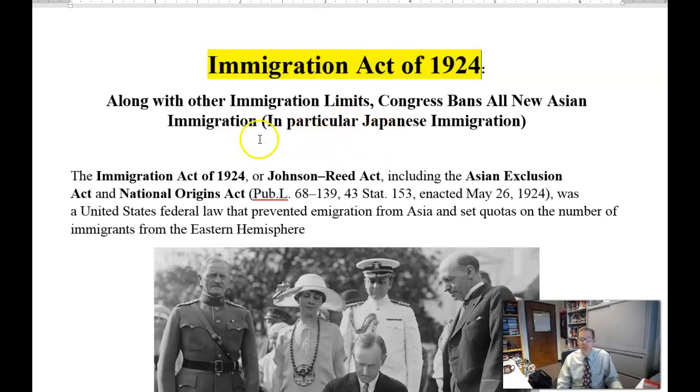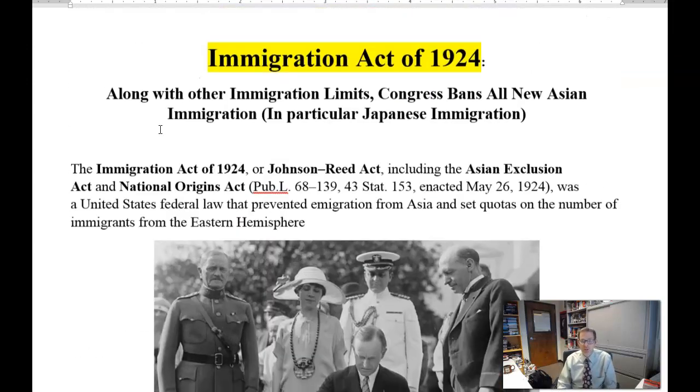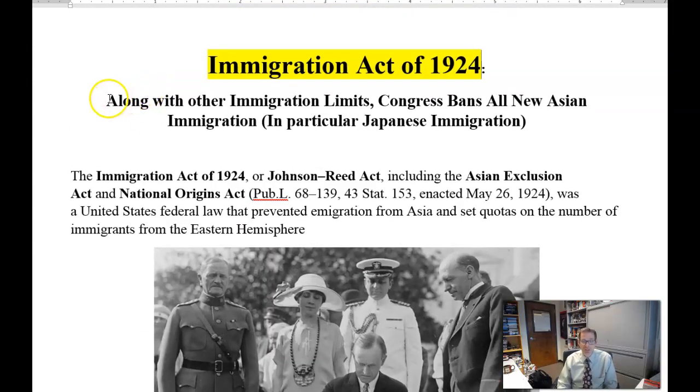This one is more official. The Gentleman's Agreement is just kind of an unspoken agreement. The Immigration Act, though, is an official act of Congress signed by the president, in this case, signed by Calvin Coolidge. But this basically limits nearly all new Asian immigration. Now, again, it's focused on the Japanese, but the Gentleman's Agreement was not an official document. It's just basically what we're going to do, best practices. But this now is an act of Congress to halt nearly all new Asian immigration.